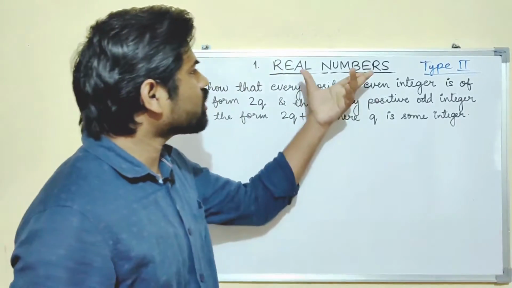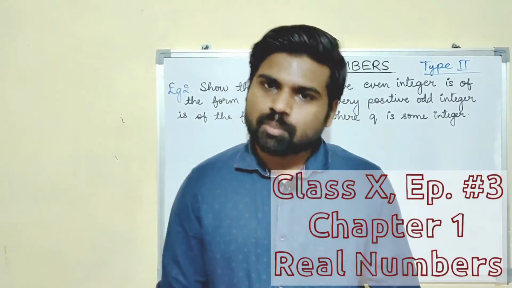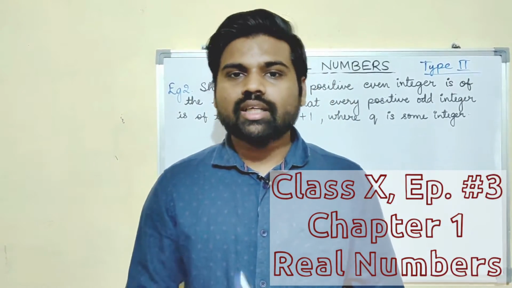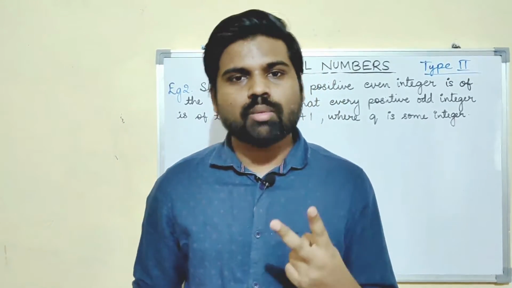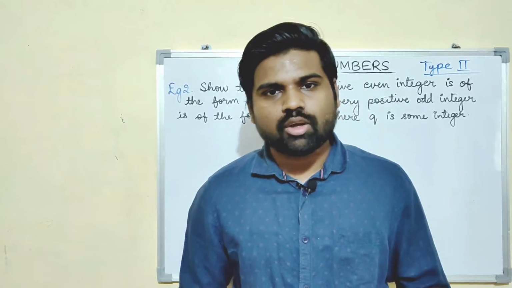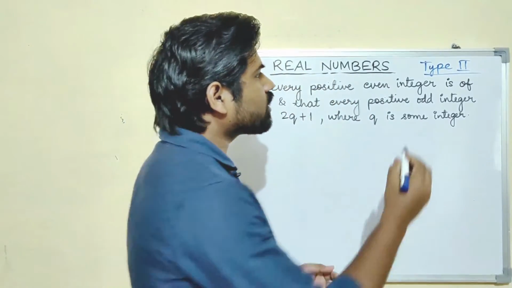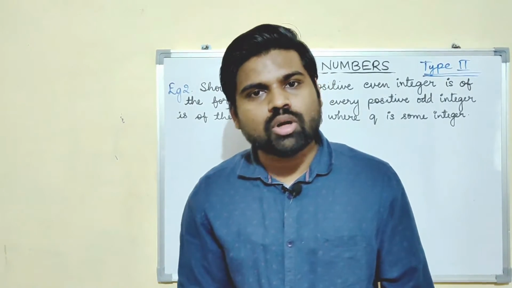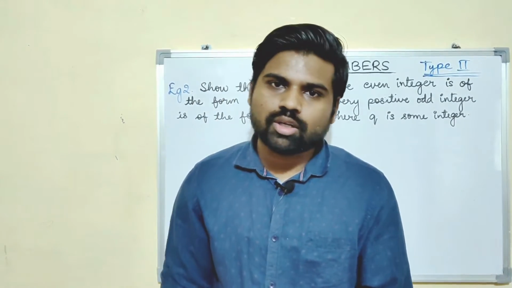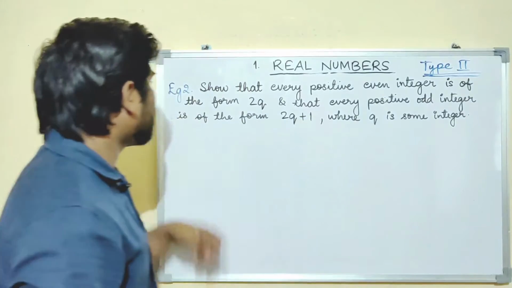Today let us continue our chapter Real Numbers. In the previous video we discussed type first question, which was to find the HCF of two numbers using Euclid's division algorithm. Now today we will discuss the second type of question, which is a word problem based upon this Euclid's division algorithm. Now let us see example 2.